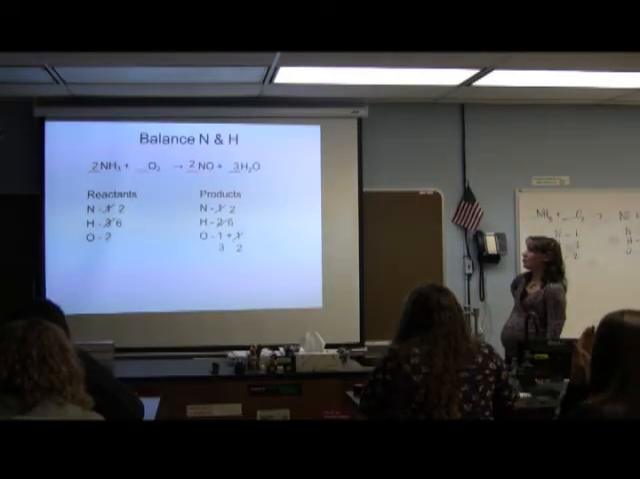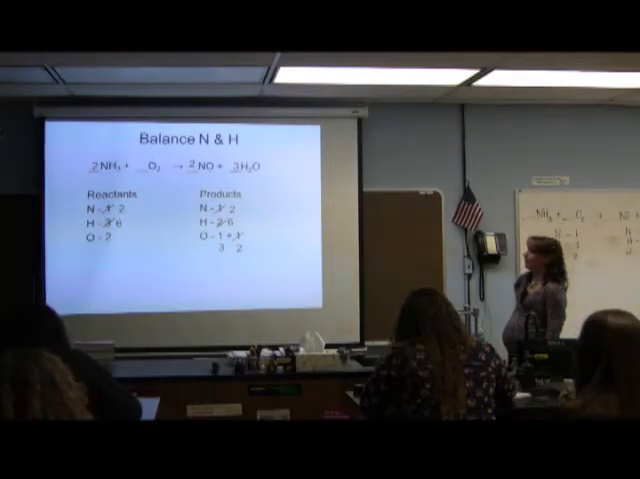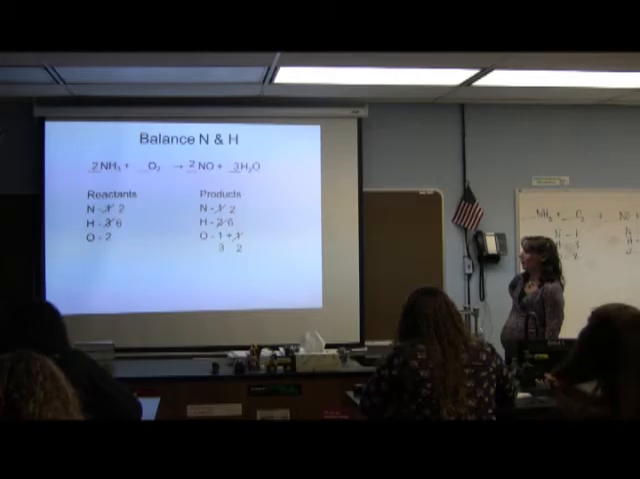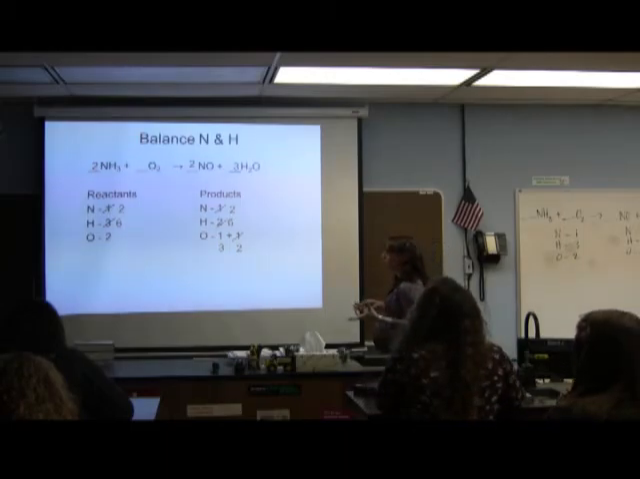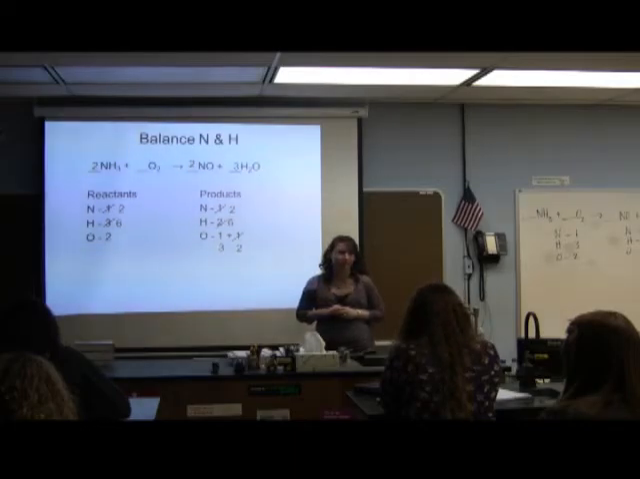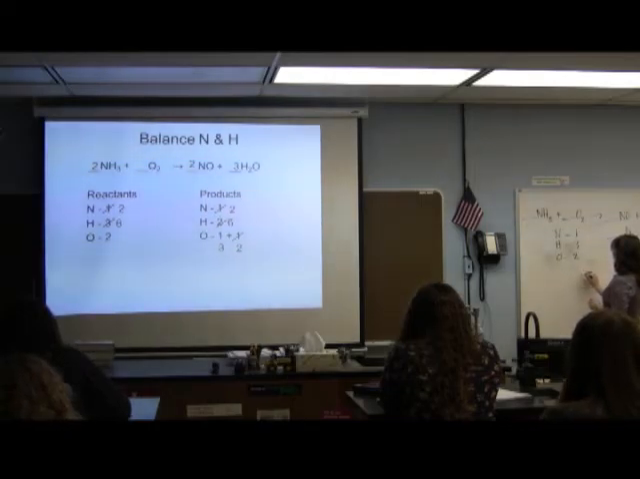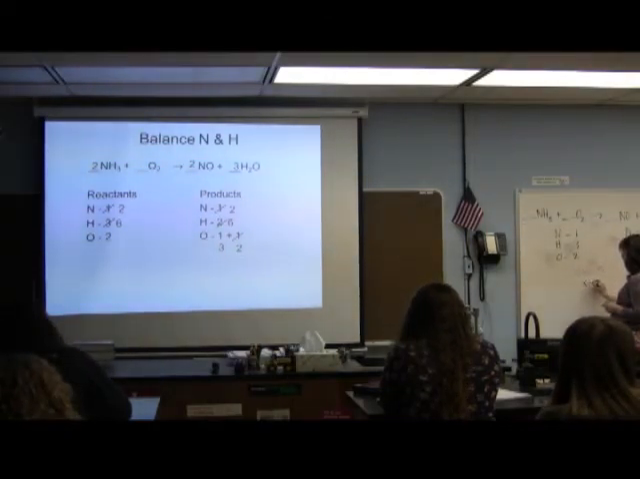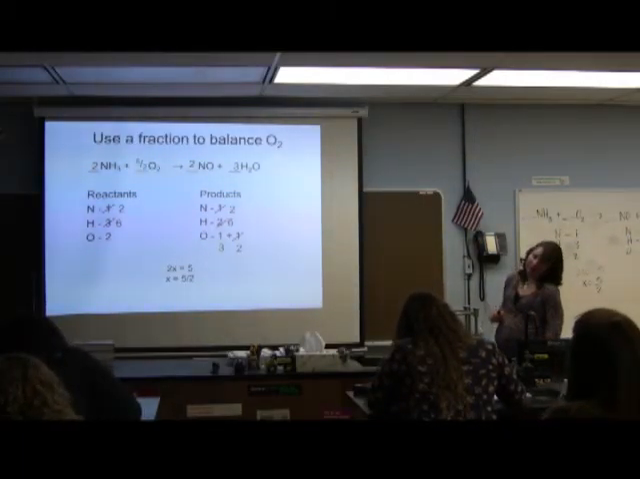Okay, so balance the nitrogen and the hydrogen. Are we in agreement on balancing nitrogen and hydrogen using 2, 2, and 3? Okay. Now, what's the pesky one that's out of whack here? Oxygen. So, we say to ourselves, what's a number times 2 that gives me 5? 2x equals 5. x is equal to 5 halves. So my fraction is 5 halves.